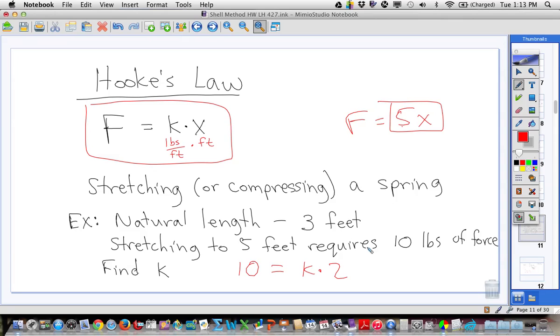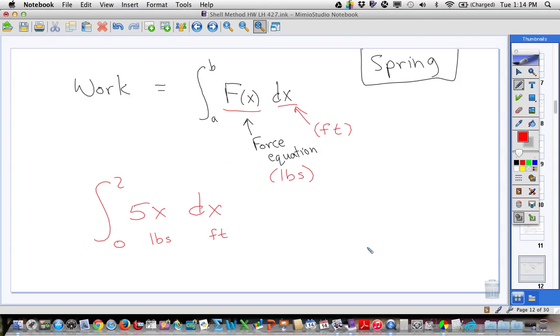They might just say, like in this one, how much work is done to stretch it that far. Or they might give you a different distance. They might say how much work is done to stretch it from 3 to 4. So there we would have gone 0 to 1 in our interval. Okay? All right. So that's the simplest example, the spring example. Okay? So we'll look at that one. So we'll have some homework on that one.